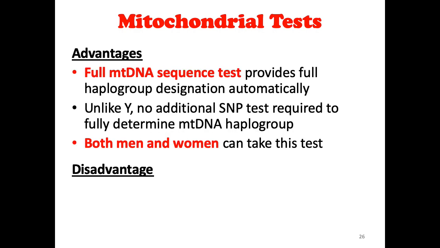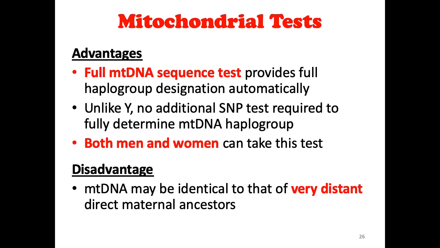Okay, so like I mentioned, there are advantages and disadvantages to mitochondrial tests. Basically, you're looking at taking a full test, so you've got all of those. It will tell you your haplogroup. Both men and women have mitochondria, so they can both test and compare your results to each other. But as I mentioned, the distance, you won't know how far back that common ancestor is, much harder to identify.